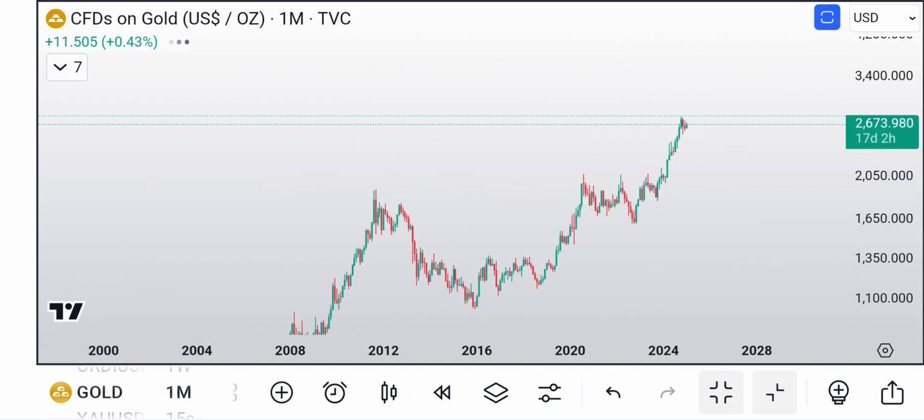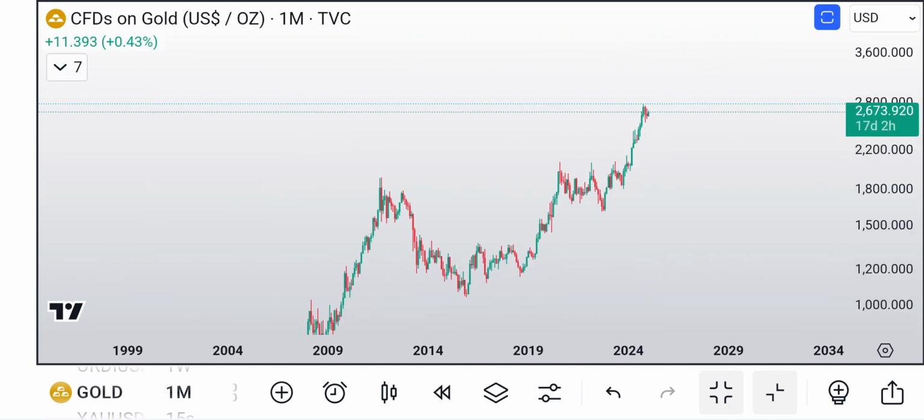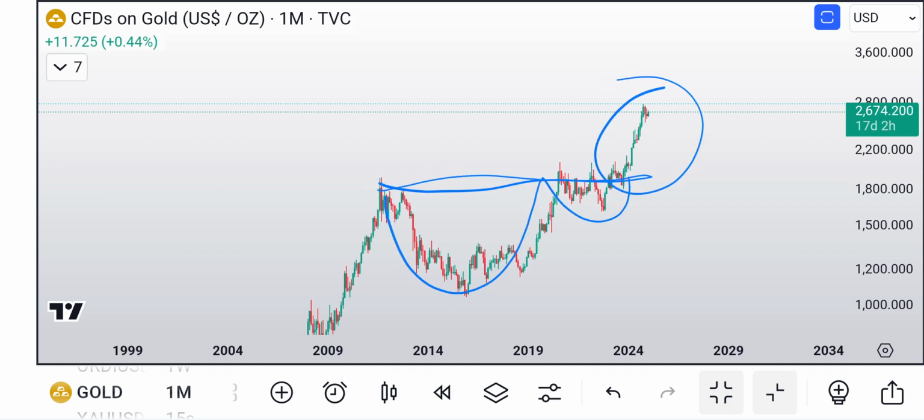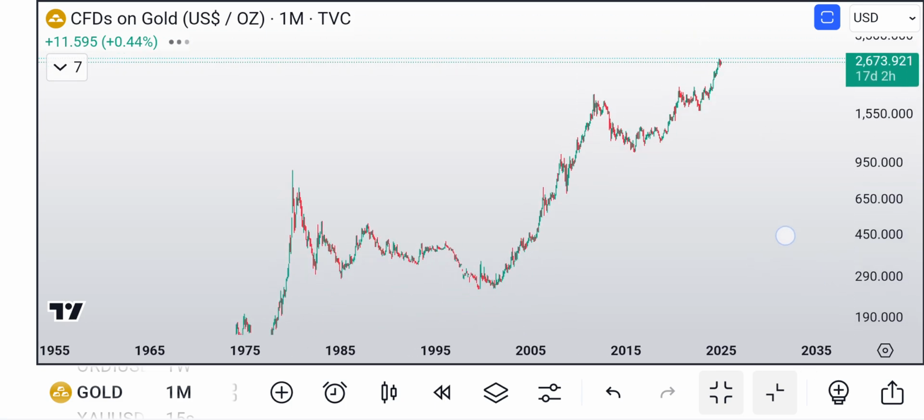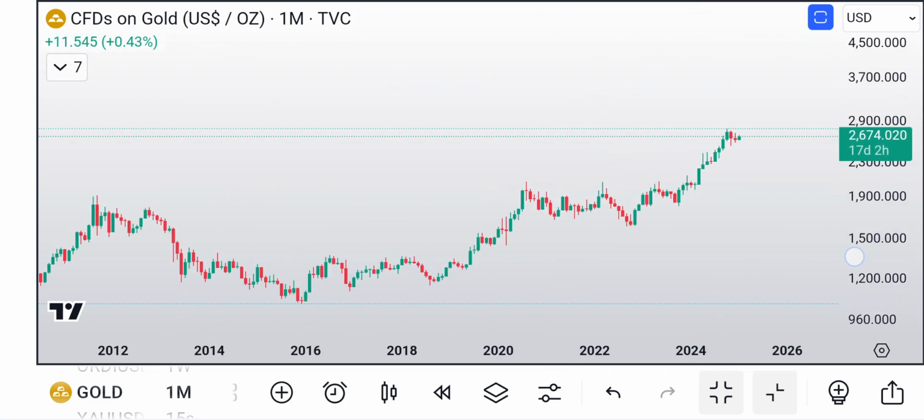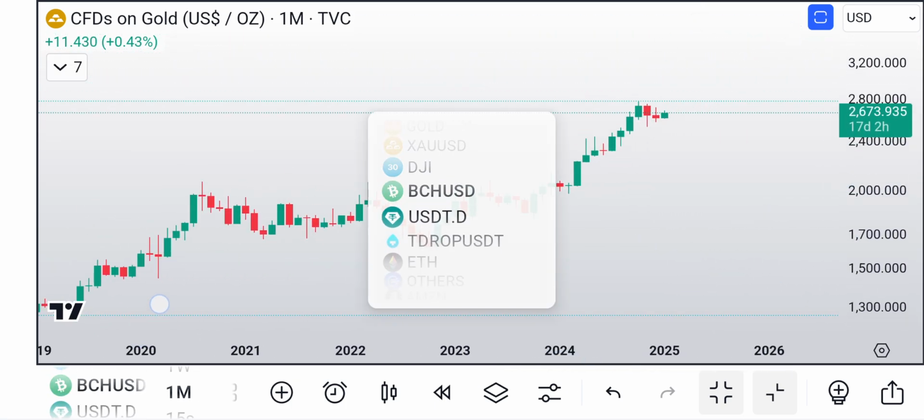Gold. Now gold already broke above its cup and handle. That's why I'm not interested in gold. It had a cup, it had a handle, and it broke it. So I don't really care about it. I'd much rather own silver.